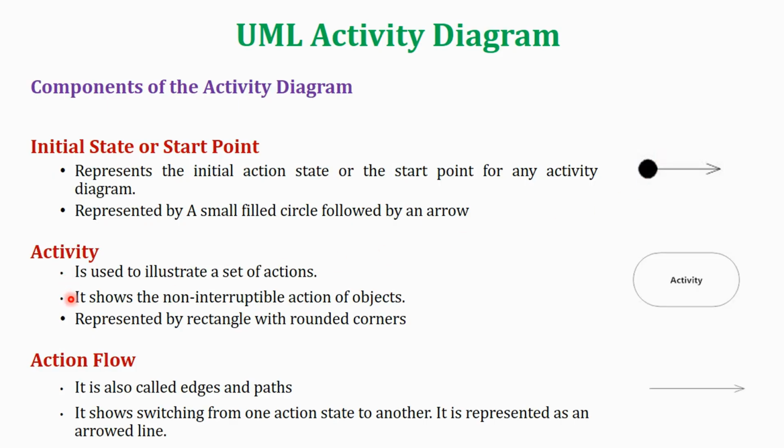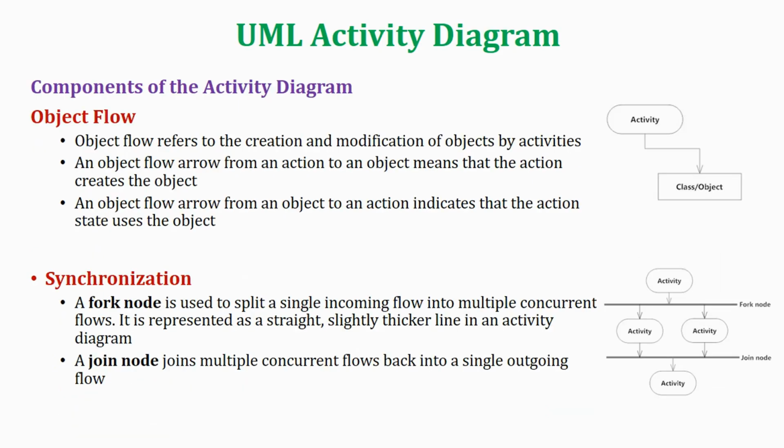And next one is the activity. It is used to illustrate the set of actions. It shows the actions of the objects. It is represented by a rounded rectangle. And next one is the action flow. It is also called edges and paths. It shows the switching from one action to another. It is represented by an arrow line.